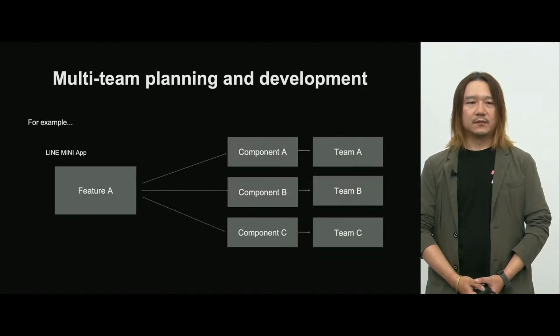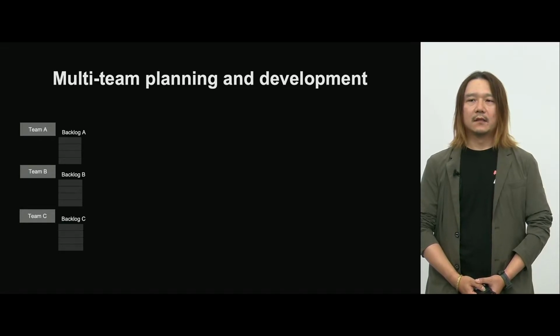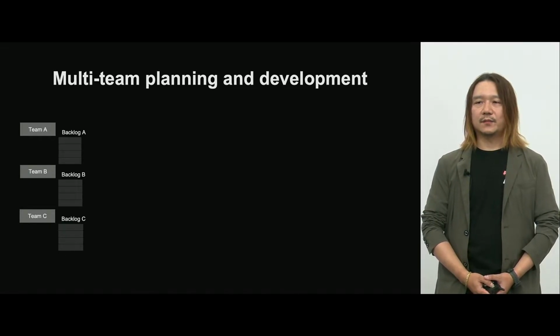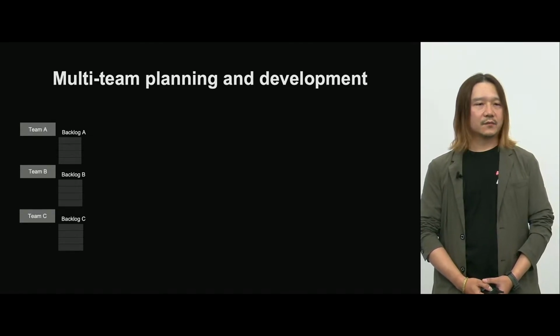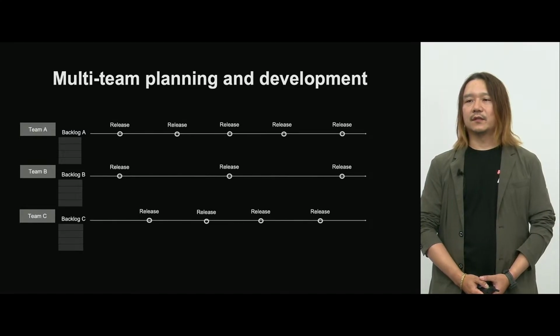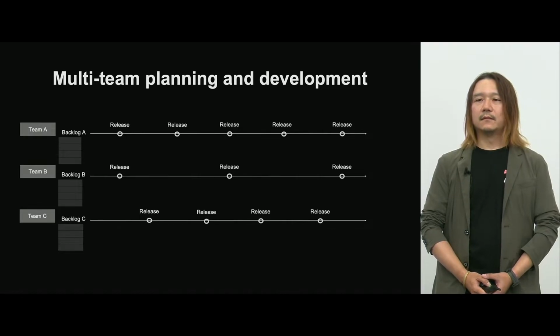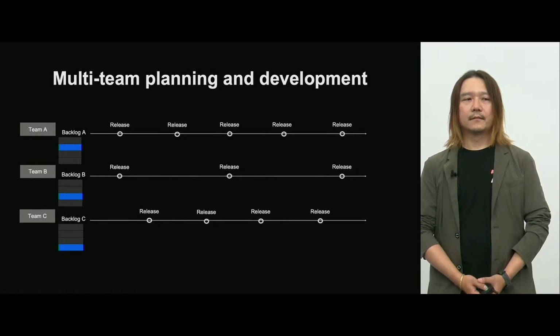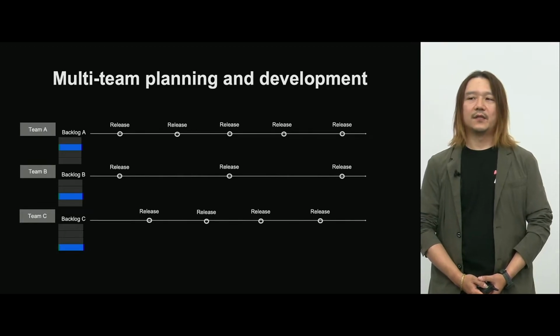Then each component upgrade is carried out by team A, B, and C respectively. So the three teams have their own development backlogs, which include other products besides the Line Mini App. And the release timing is also unique to each team, and the release schedule is different.